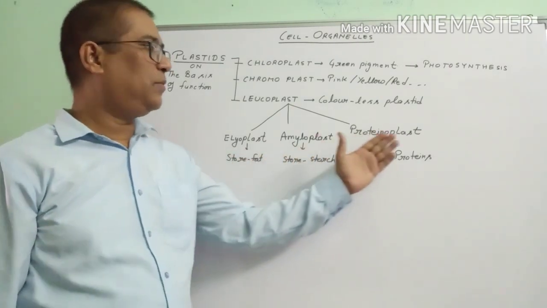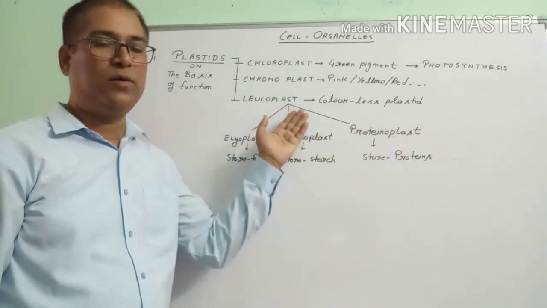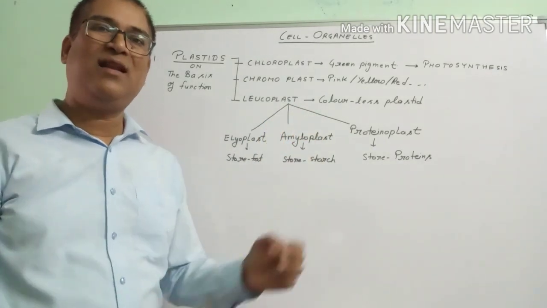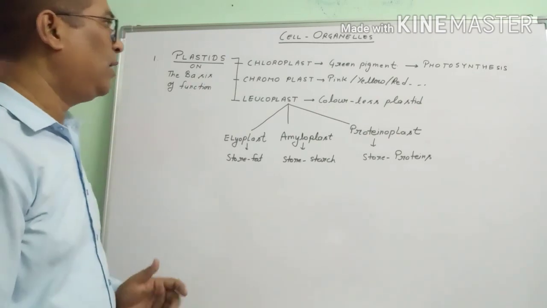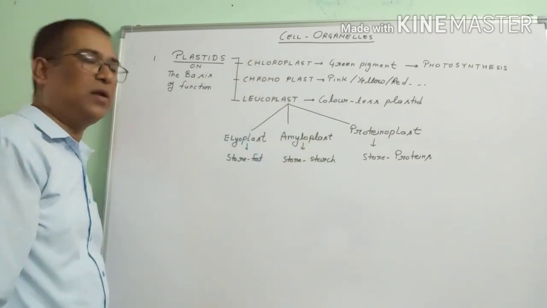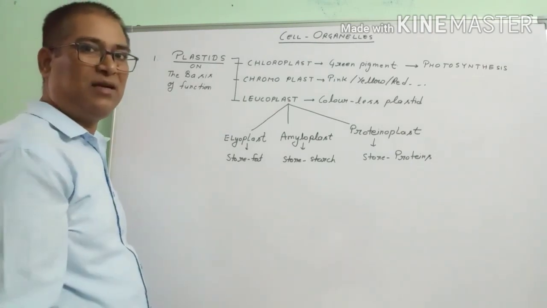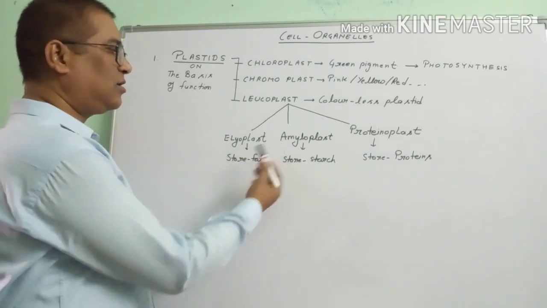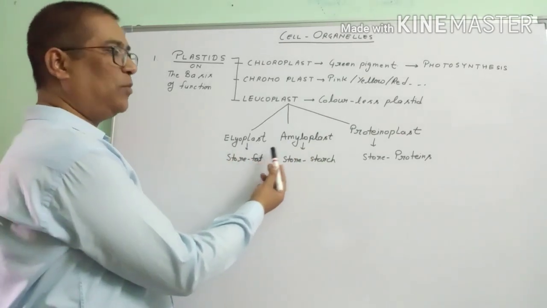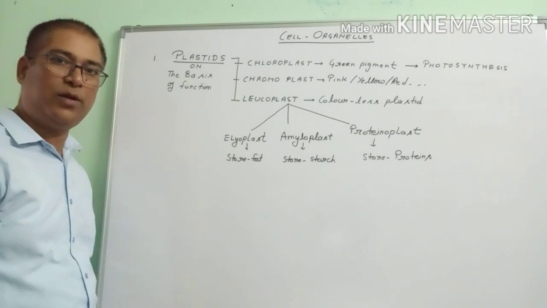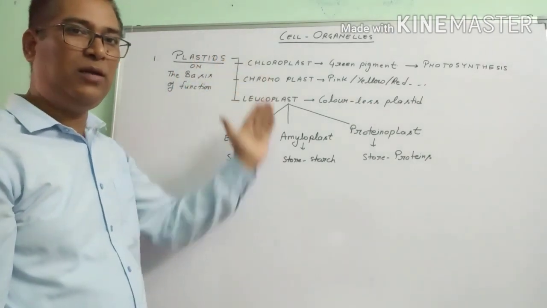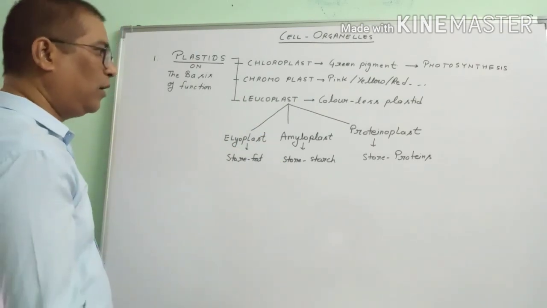All these leucoplasts are present in the plant where sunlight does not reach. But after photosynthesis, the food materials are formed. They are stored in a special type of plastids, that is elaioplast, amyloplast, as well as proteinoplast. So basically these are the functions. One mark question from each segment.